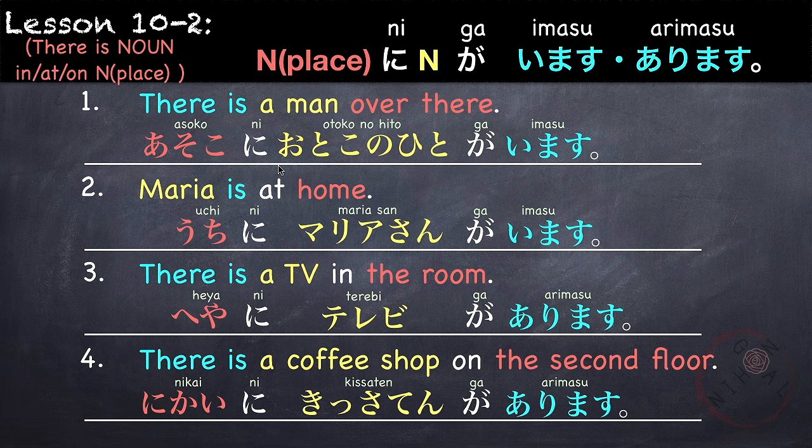Of course, you can make this into a question by just adding か at the end. あそこに男の人がいますか? Is there a man over there? Or うちにマリアさんがいますか? Is Maria at home? Or 部屋にテレビがありますか? Is there a TV in the room? Or 2階に喫茶店がありますか? Is there a coffee shop on the second floor? And so on.